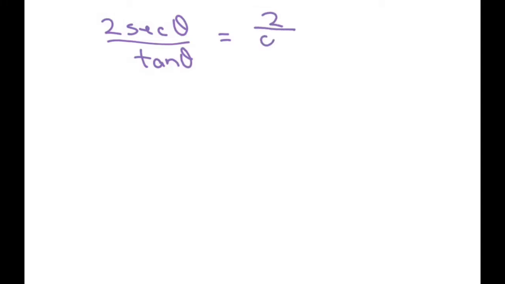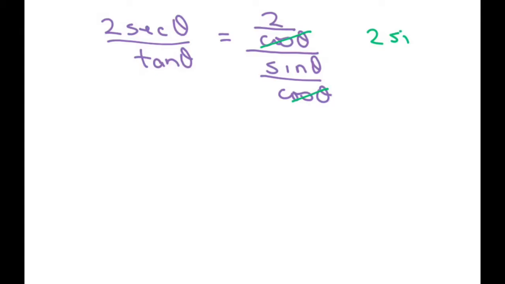Okay, so let's go to the next slide. 2 secant over tan. So I'm going to rewrite this real quick in terms of sine and cosine. So this is 2 over cosine, and tan is sine over cosine. So what happens here is the cosines cancel. You get 2 over sine. Remember, 1 over sine is cosecant, so this is going to be 2 cosecant of theta.